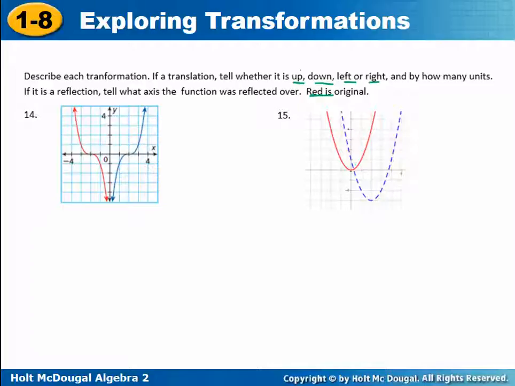A good idea is always to look at the vertices and look from one vertex to the other. How did it change? And then if it's a reflection, you have to say, is it over the x-axis or over the y-axis? So where could I fold it so that you would get the exact same thing on both sides? That's the line of reflection.